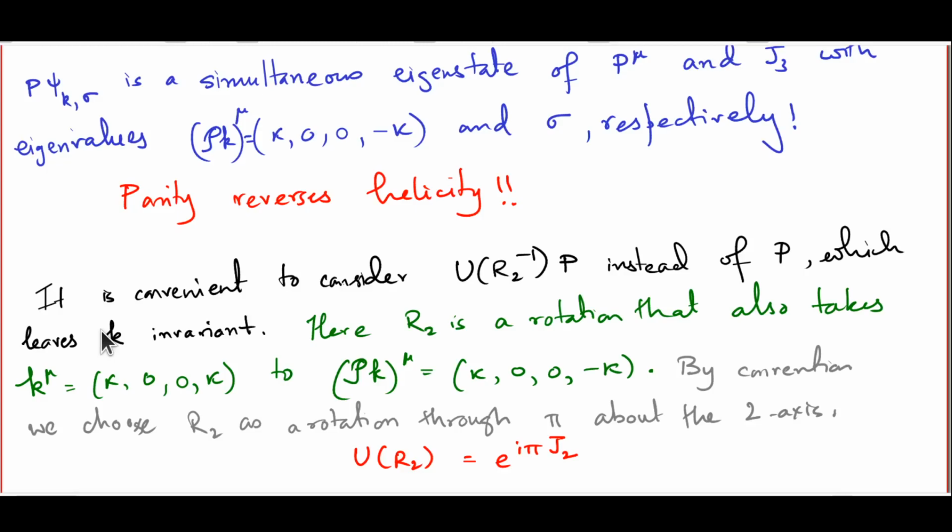Now since this would make things a bit more complicated, what we would prefer is an operation which is related to the parity but which does not change the standard form momentum. And that's pretty easy to figure out.